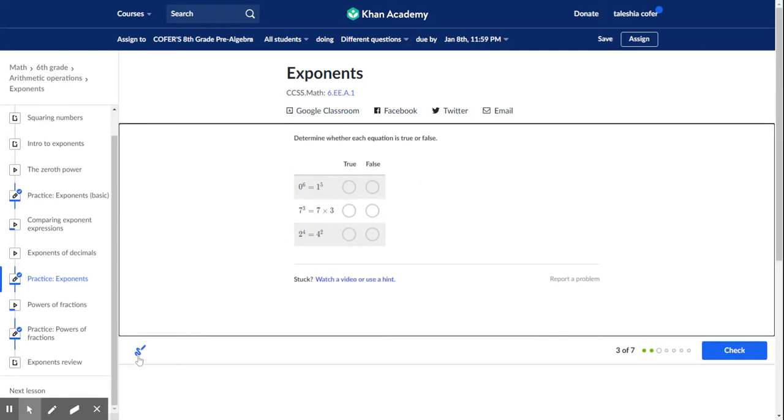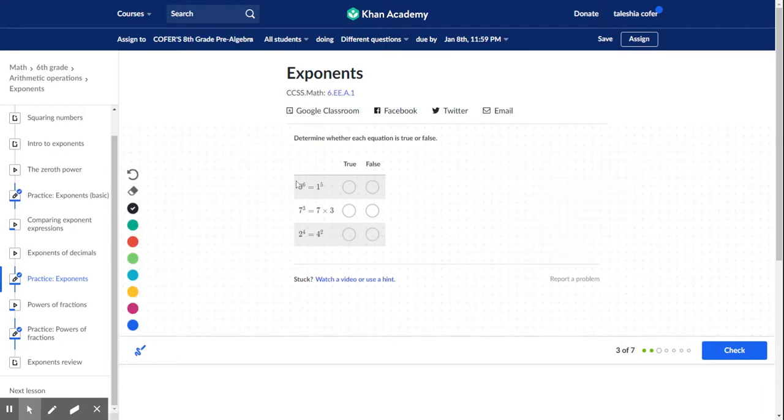On this one, they want us to compare some stuff. On the first one, they're telling me that 0 to the 6th power is the same as 1 to the 5th power. 0 to the 6th power, that's saying 0 times 0 times 0 times 0 times 0 times 0. 6 of them. 1, 2, 3, 4, 5, 6. No matter how many of you multiply together, your answer's still going to be 0.